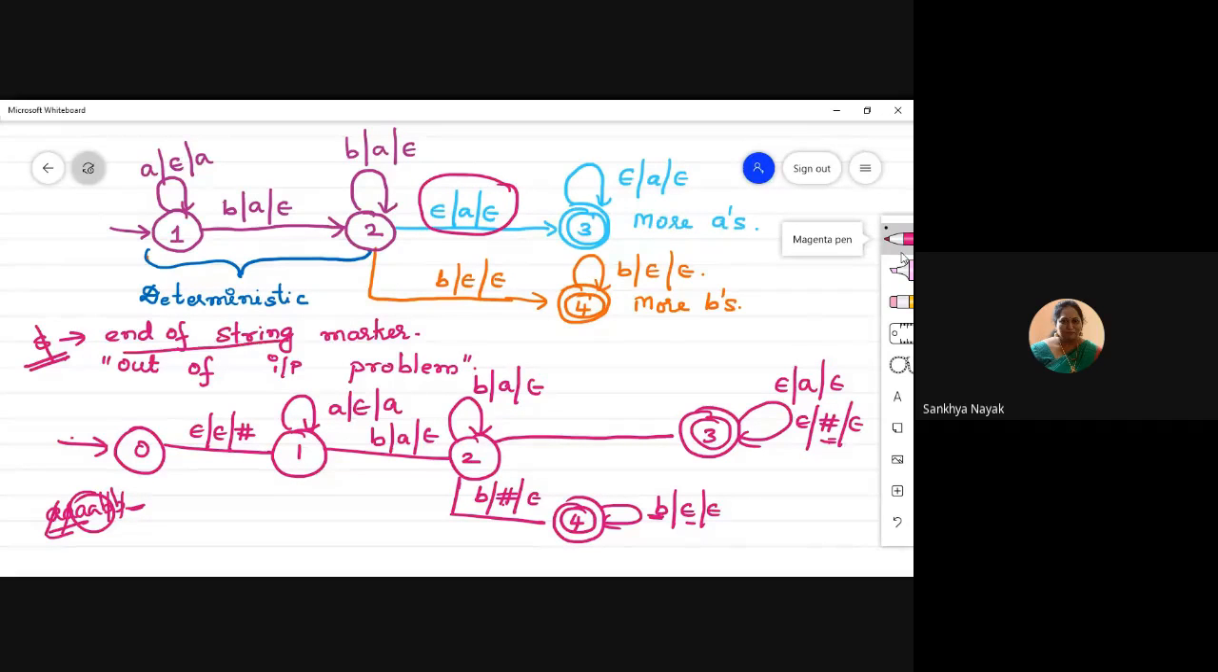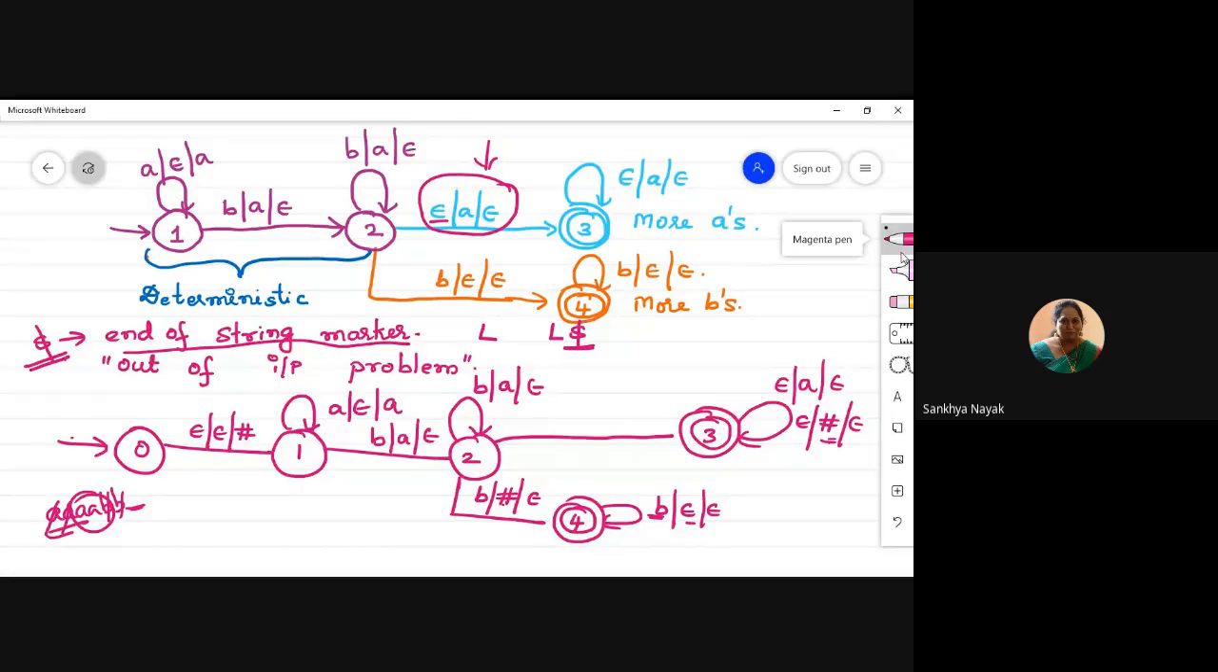We'll use dollar as the end of string marker. That means till now, if you were building a PDA to accept a language L, now we are actually building a PDA to accept a language called L dollar. So it's a special symbol we are using, just like hash. So what will I do now? Just observe this part.